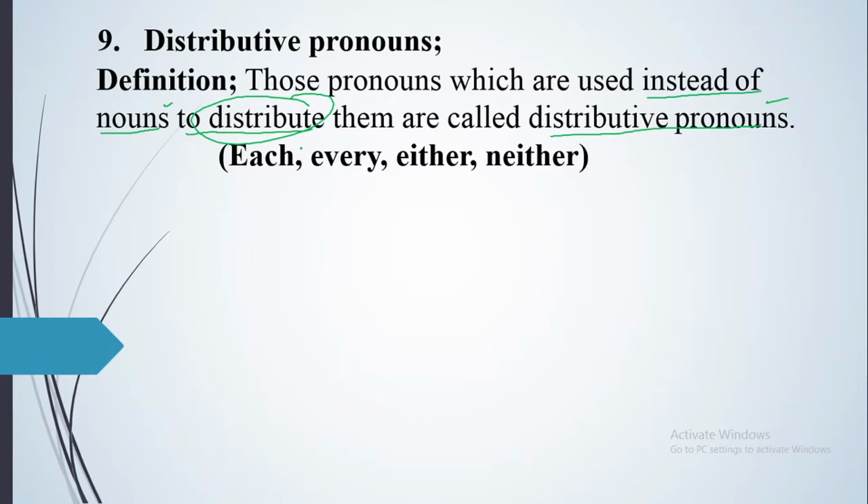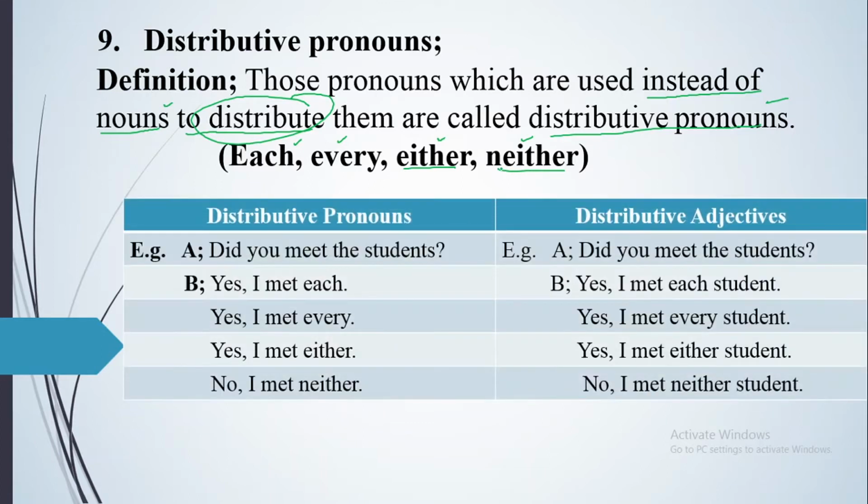Keep in your mind, distributive pronouns are total 4 in number: each, every, either, neither. And you can also pronounce them either, neither. Both are correct. Actually, distributive pronouns are also distributive adjectives when you start the next part of speech, that is adjective. So they are adjectives as well as pronouns. How will you recognize whether they are pronouns or adjectives? We will try to understand in this lecture. First we will be discussing distributive pronouns.